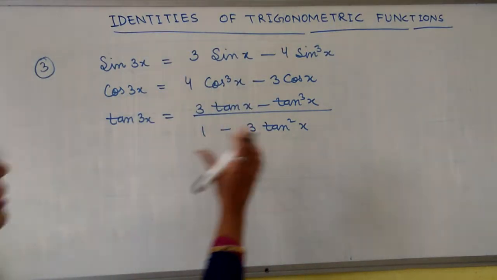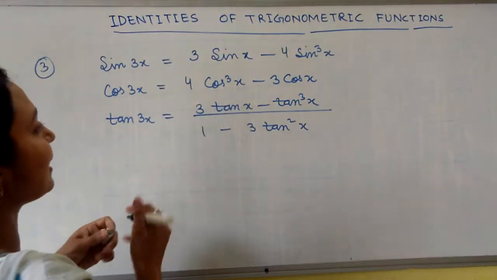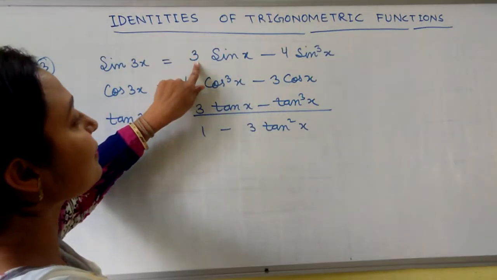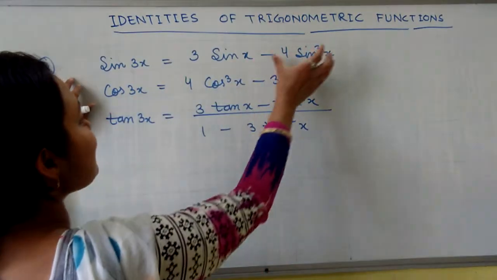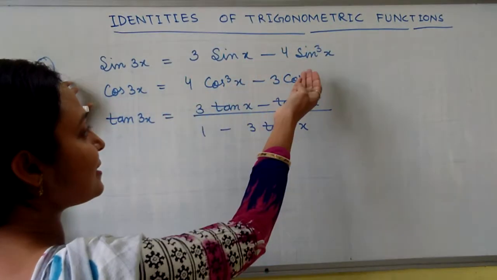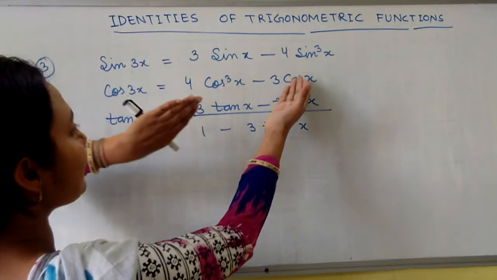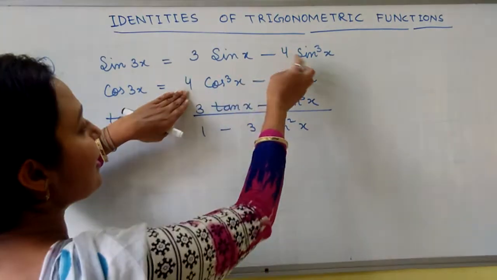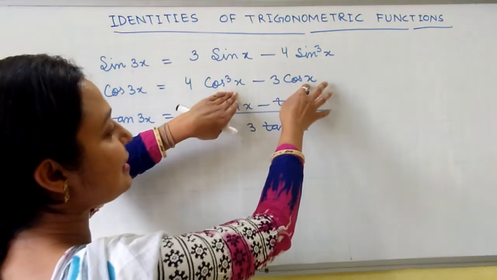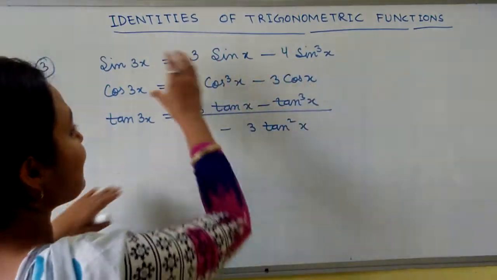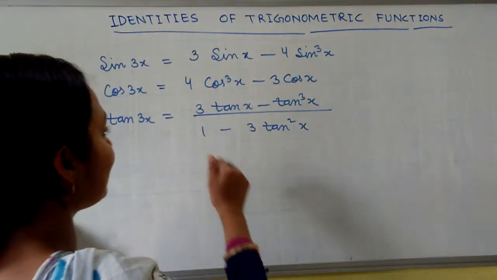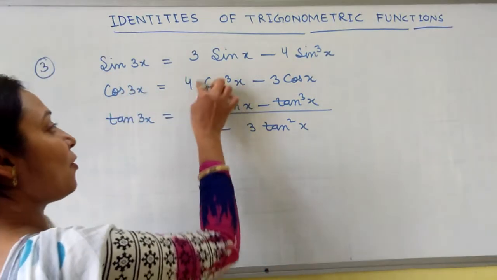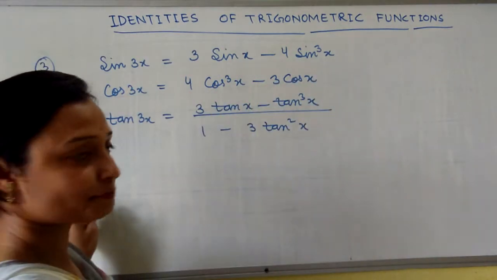How can we learn these formulas? For sin 3x: first 3, then 4 with cube. And the cos formula reverses it: 4 cos cube x minus 3 cos x. Same as sin 3x, only the terms are interchanged here. But with cos, there is a cos and cos present.